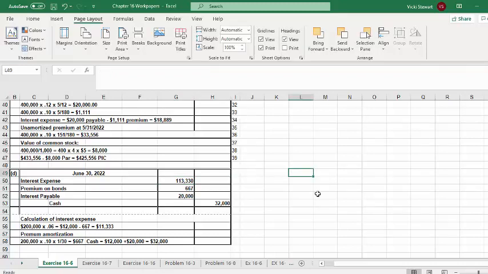And that is the conclusion of the demonstration for exercise 16.6b.